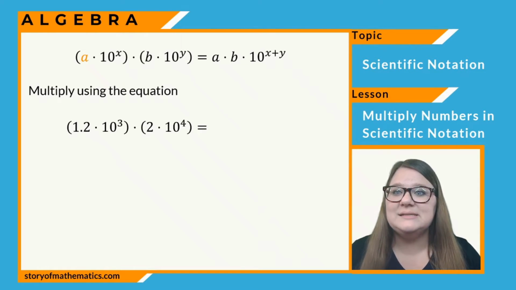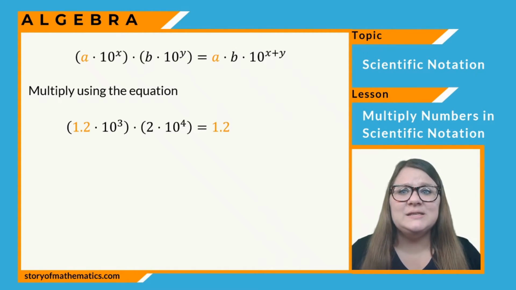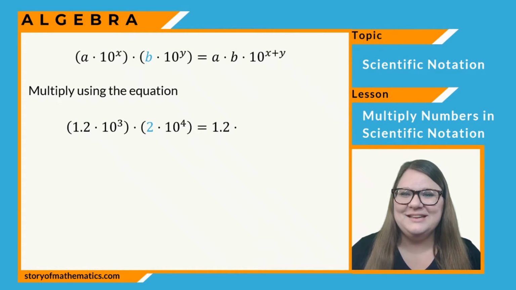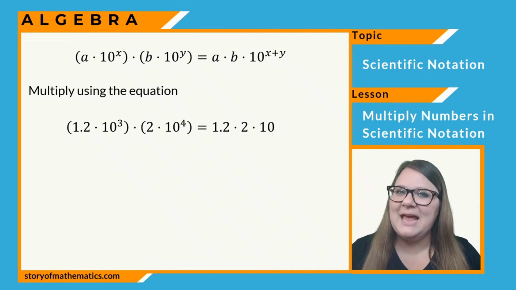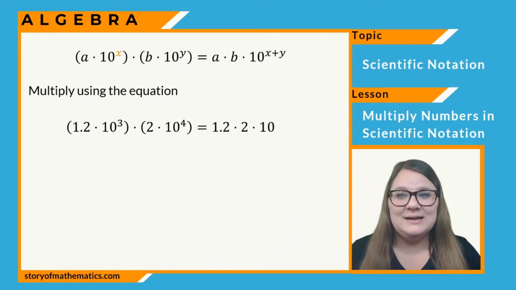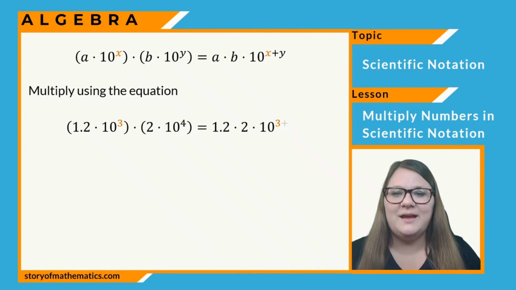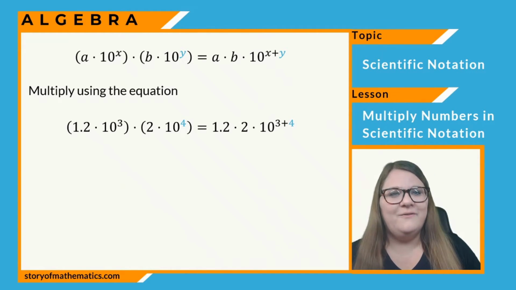So my a in this case is going to be 1.2. And I need to put that at the very start of my answer. Then I need to multiply by b. So I have that b is 2, and I plug that into the next part of my answer. Then I have times 10 raised to a power. So that power is going to be x plus y. Now, x is going to be 3 in this case, so that's what I put into my equation next. And then I have my plus, and my y is the exponent of the second scientific number. So that's going to be 4.